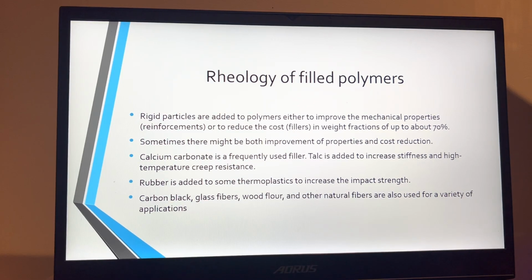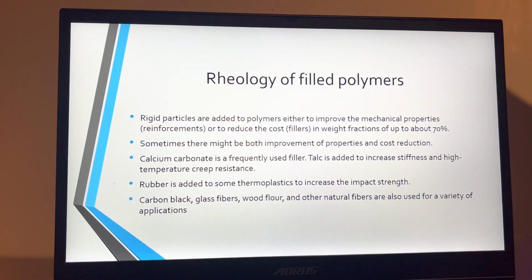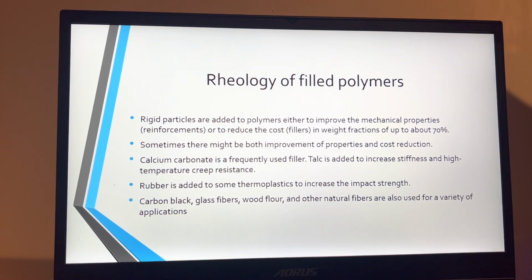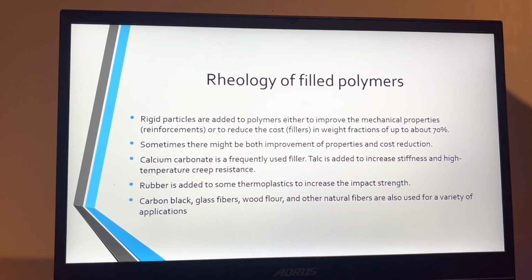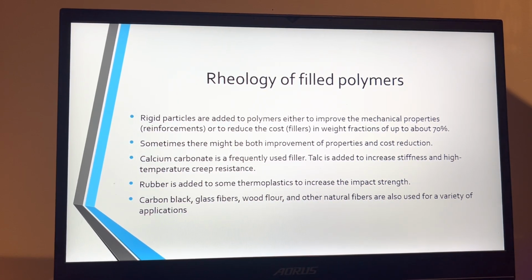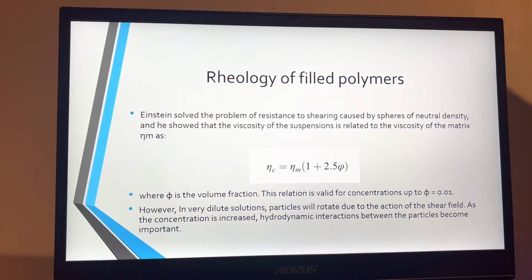Calcium carbonate, for example, is a frequently used filler. Talc is added to increase stiffness and high temperature creep resistance. Rubber is added to some thermoplastics to increase the impact strength. Carbon black, glass fiber, wood flour, and other natural fibers are also used in a variety of applications.